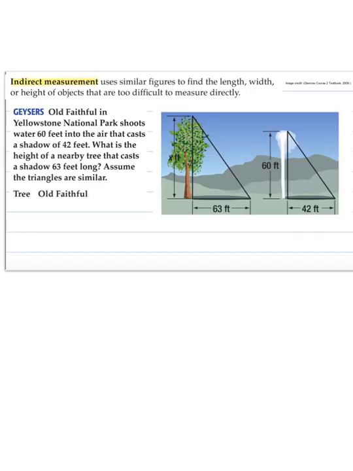So we have these two triangles. We know the height of Old Faithful, but we want to know the height of this tree. So we're going to use the lengths of the shadows to solve for the height of the tree. So I'm going to set up a proportion. I'm going to do the height of the objects over the shadows, okay? And we're going to compare the tree. So the height of the tree we don't know. The shadow of the tree is 63 feet. Then on this other side, I'm going to do Old Faithful. So the height of Old Faithful is 60 feet, and its shadow is 42 feet.